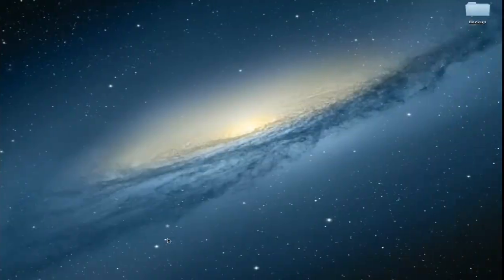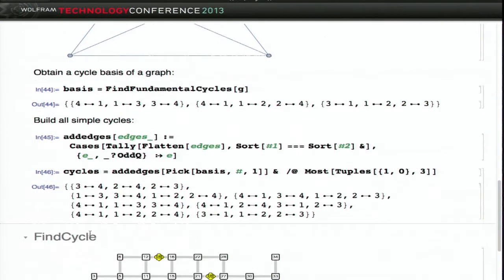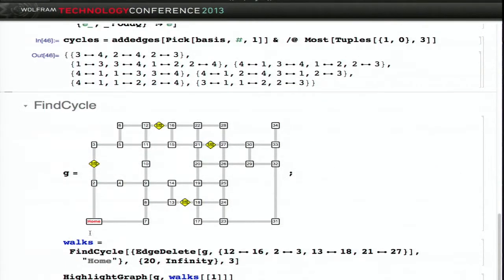So to make your life easy, we also introduce find cycle. It just gives you all cycles.